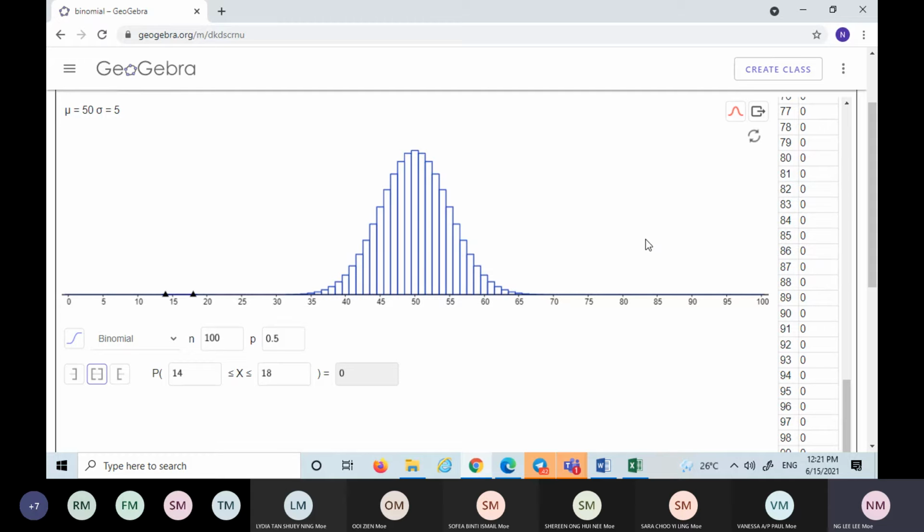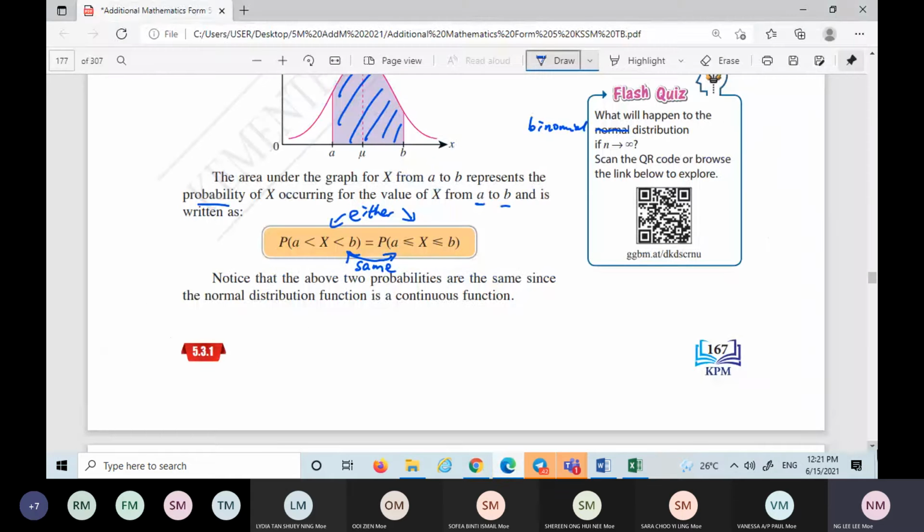What's the time? Okay, 12 or 21. We go through two examples. We continue in the textbook.